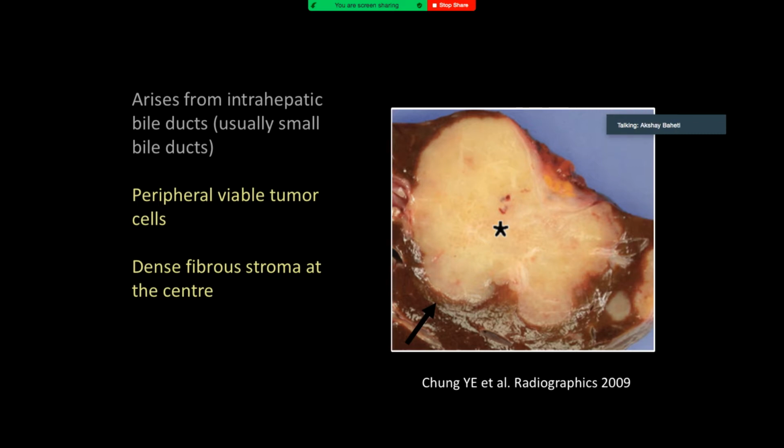Okay, what will enhance on the arterial? The cellular tumor, right? So whatever is active, it's replicating fast. That is what will enhance on the arterial phase, right? So the periphery will enhance on the arterial, and then the fibrous stroma will enhance on the delayed. So that is why you see this pattern: peripheral arterial enhancement and delayed filling in.